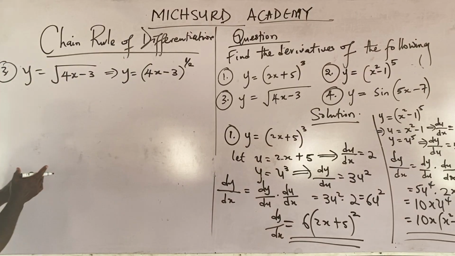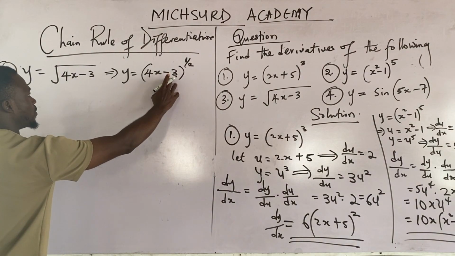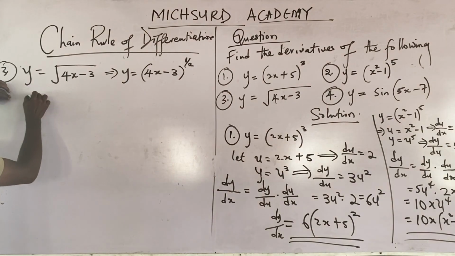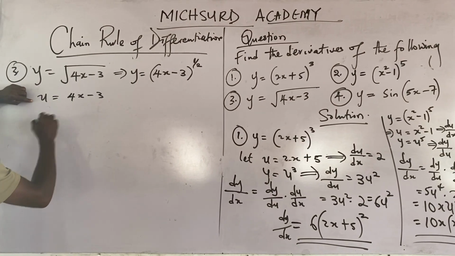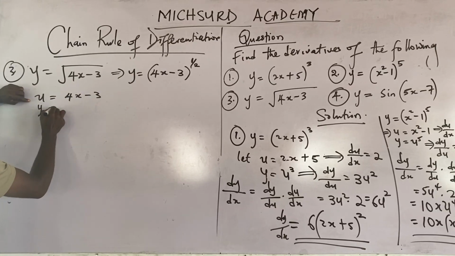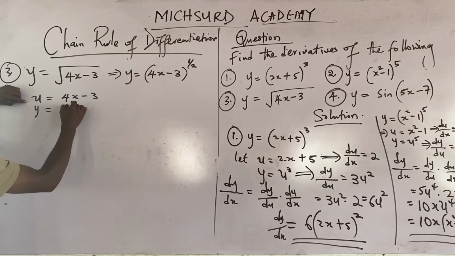So in this case, we set 4x minus 3 to be our u. So we have u is equal to 4x minus 3. So that implies that y will become u raised to power 1 over 2.